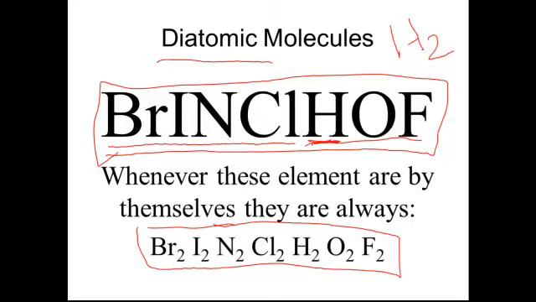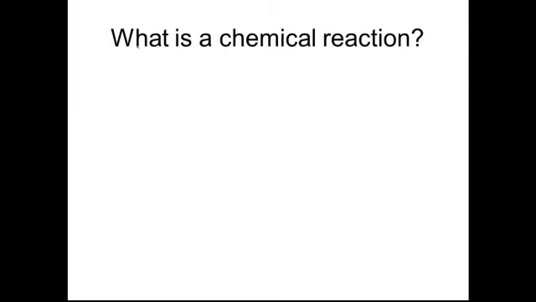Now that doesn't mean that if it's with something else, it's always 2. For example, sodium bromide, we should know, is just NaBr. Notice the bromine is not by itself, so it can just have one bromine. Okay, so these are something that you need to commit to memory, and if you remember the term Brinkelhoff, you'll remember that it's these 7 that anytime they're by themselves, there's always 2 of them.